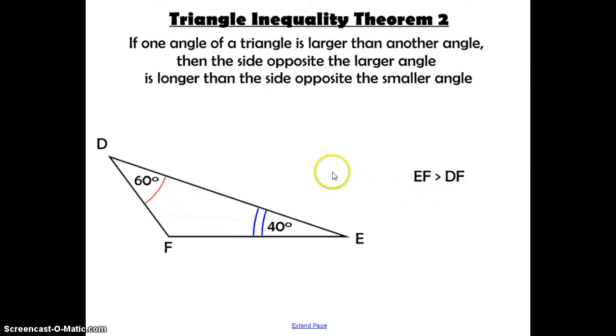Triangle inequality theorem number 2 states that if one angle of a triangle is larger than another angle, then the side opposite the larger angle is longer than the side opposite the smaller angle. So here we have this angle measure of 60 is greater than this angle measure of 40. Therefore, the side that's opposite from the angle measured 60, EF, is going to be longer than the side opposite from the angle measured 40, which is going to be DF. So we have here segment EF is greater than segment DF.